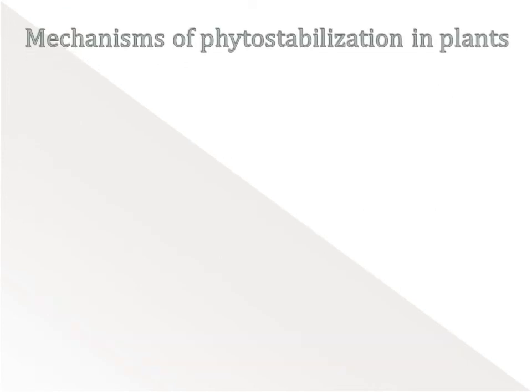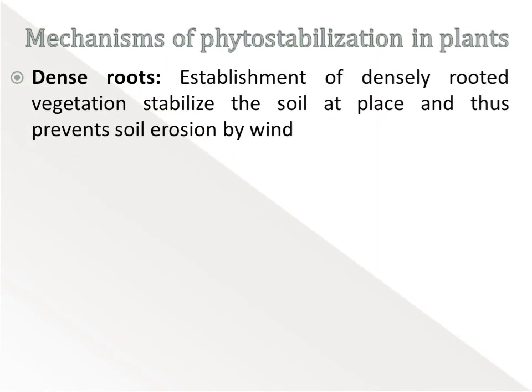Mechanisms of phytostabilization in plants. Plants stabilize the contaminated soil around their roots, and they do this phytostabilization process by three mechanisms. The first is dense roots. Plants that are used for carrying out phytostabilization generally have dense roots, and these dense roots stabilize the soil in place. They prevent soil erosion or the blowing away of the soil by the wind.